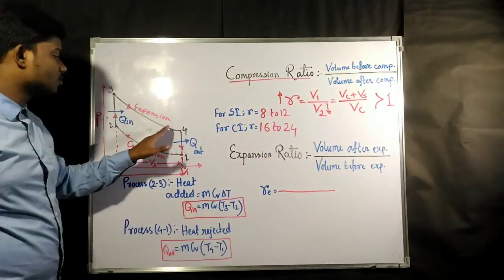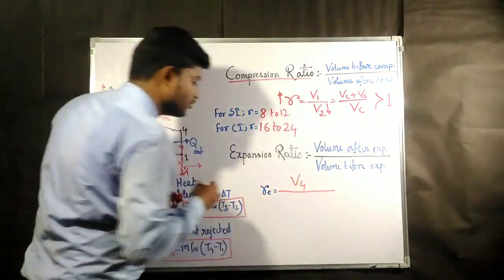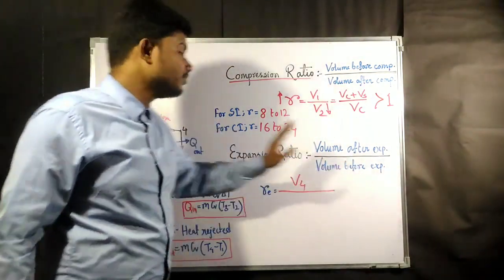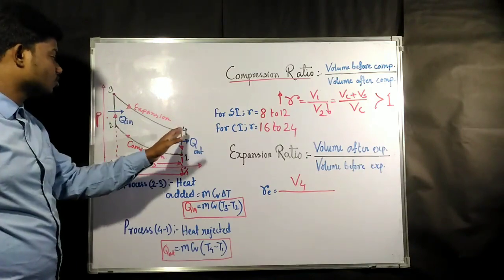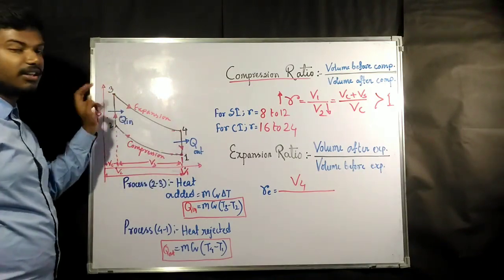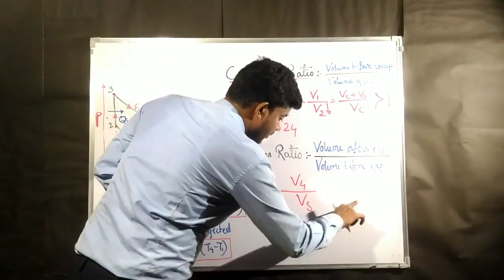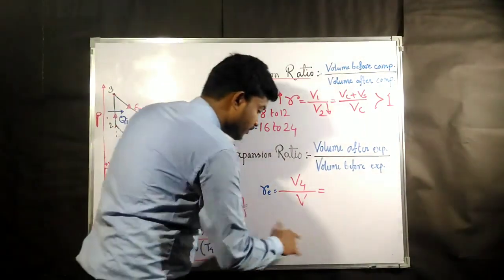This is the expansion stroke. After expansion it is going to be V4, and volume before expansion is nothing but V3. So before the starting of the expansion, what is going to be the volume? The volume is V3. Now if you see in the diagram, V3.